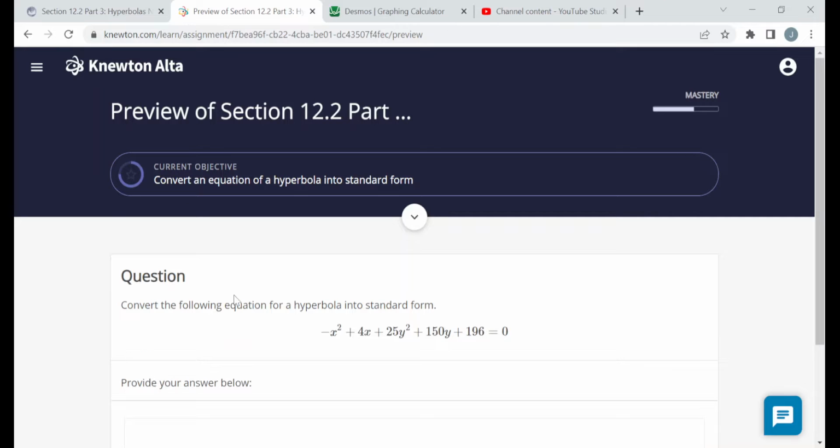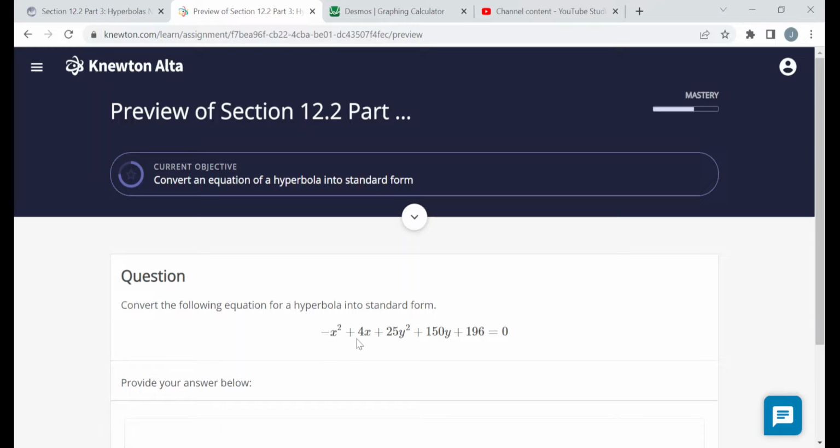Okay, so one more from this objective. Alright, so this one, you've got -x squared plus 4x plus 25y squared plus 150y plus 196 equals 0. So I'm just going to jump to where I factor 25 out of the y terms, -1 out of the x terms, right? Because that's not positive 1x squared, it's -1.